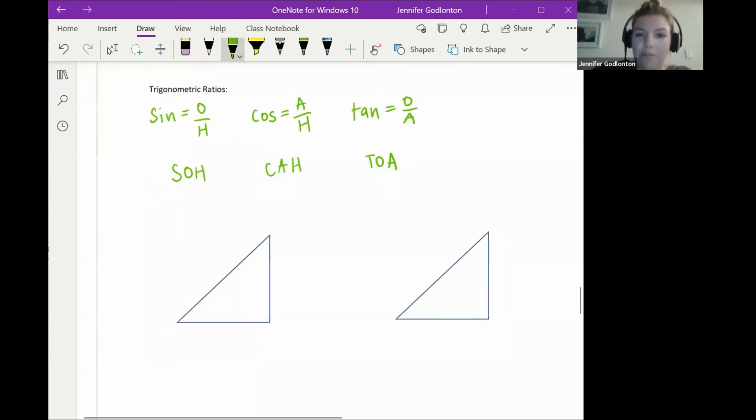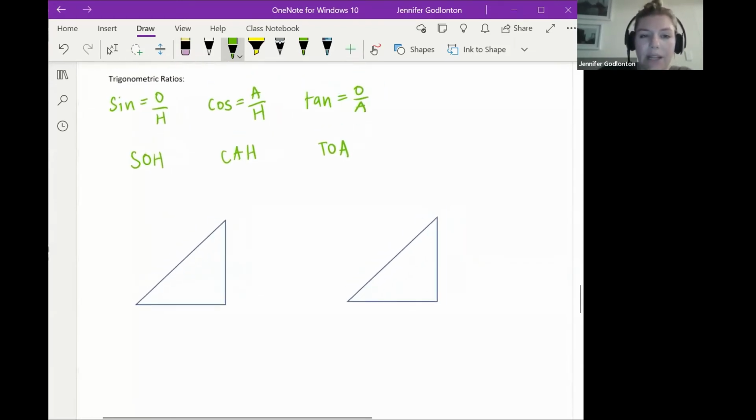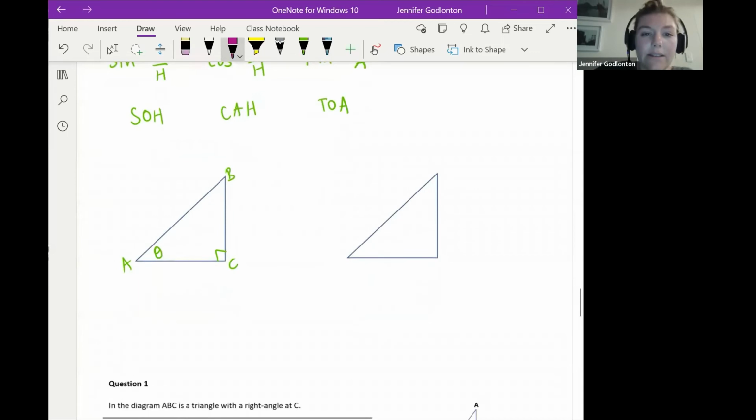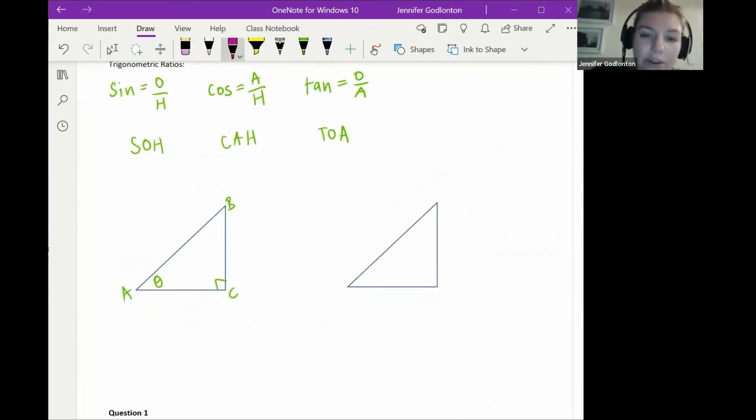So what I mean by that is when we start bringing in angles. So for example, I'm going to have my theta over there. I'm going to label this triangle ABC, and I'm going to put my little right angle over there. I'll talk you through this triangle and then I'll let you try the second one. If I want to know what sine of theta is, let me write it up here so you can see everything.